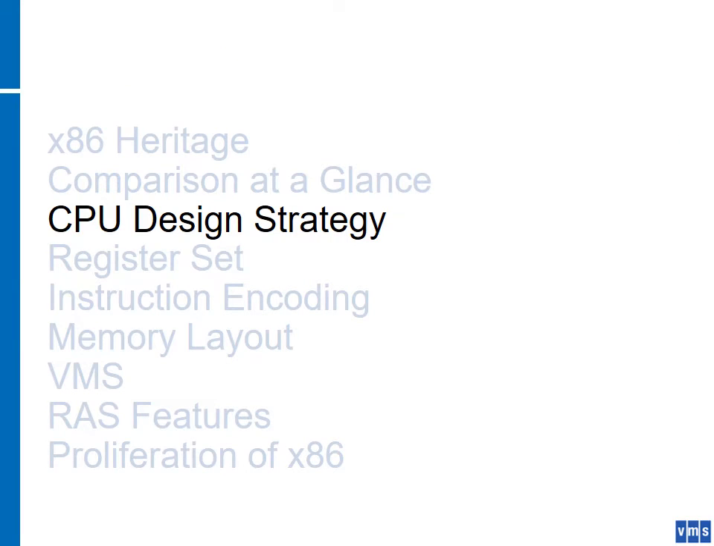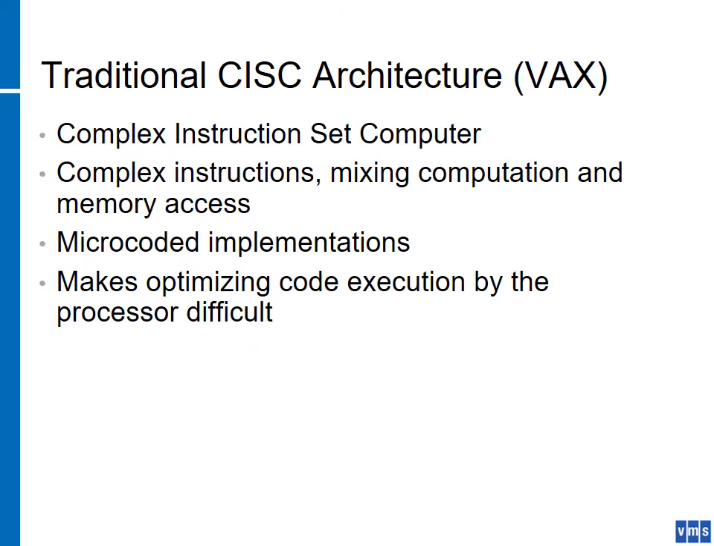So I want to go into the difference between CISC, RISC, EPIC, and modern CISC or x86 CISC in a little bit more detail. If you look at a traditional CISC architecture like the VAX, we have complex instructions that mix computation and memory access. So in one instruction you can fetch two operands from memory, add them, and then write them back to memory, and the addresses in memory that you reference may actually be the result of a fairly complex computation themselves, and all this can be done in just one instruction.